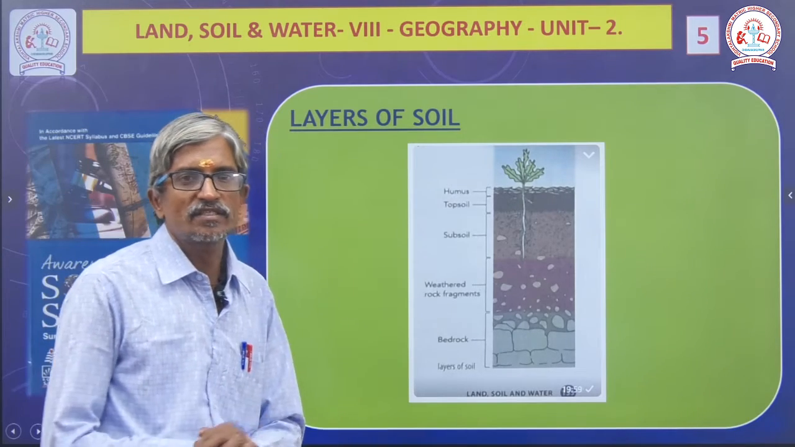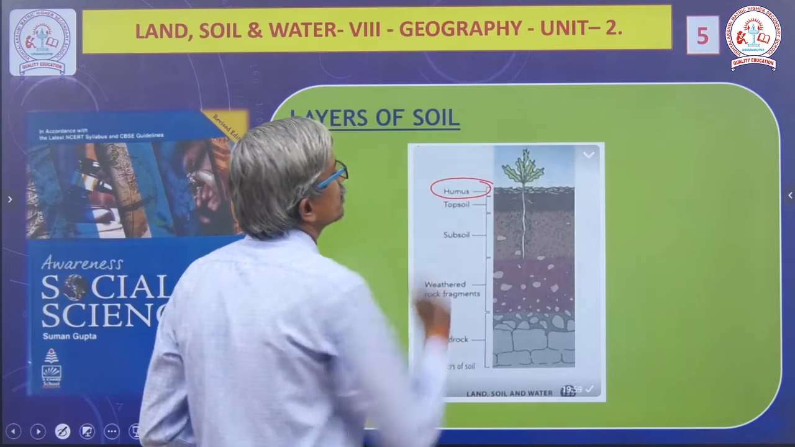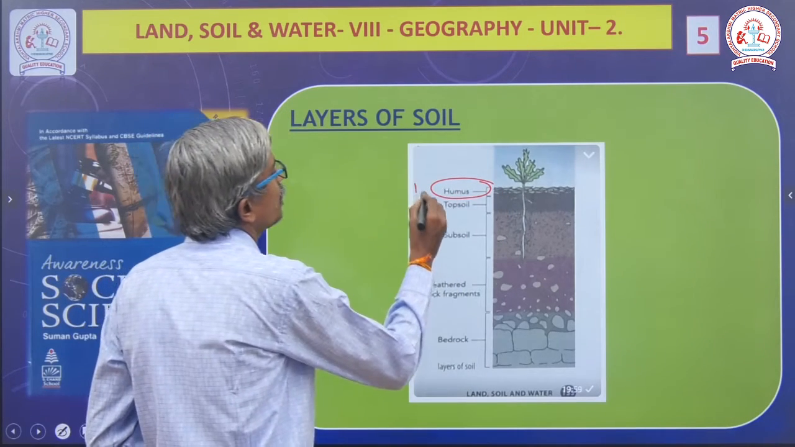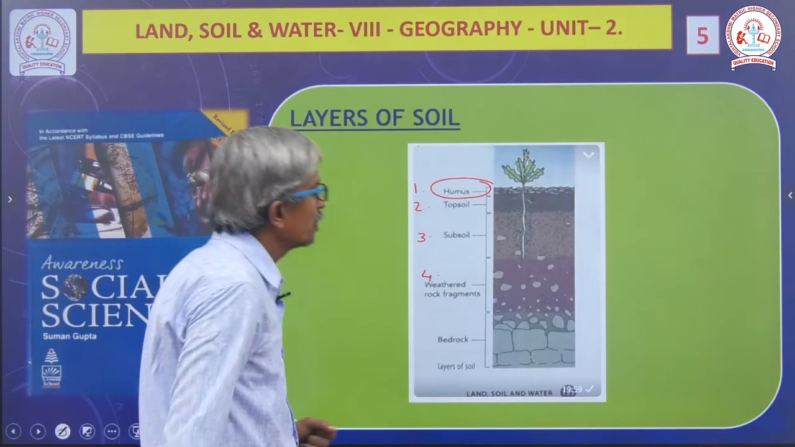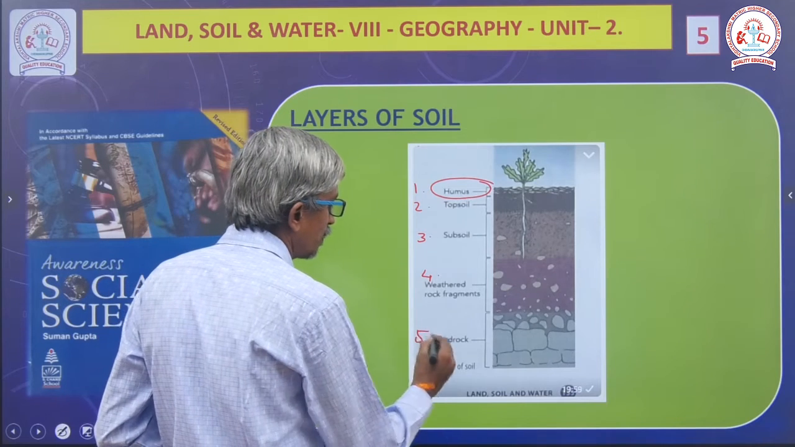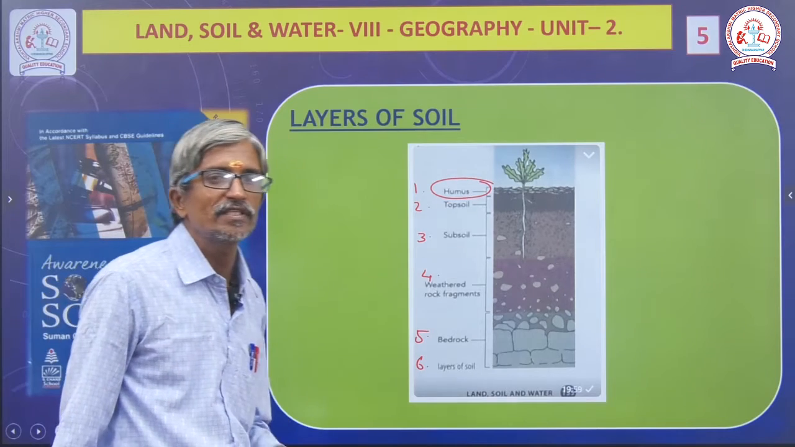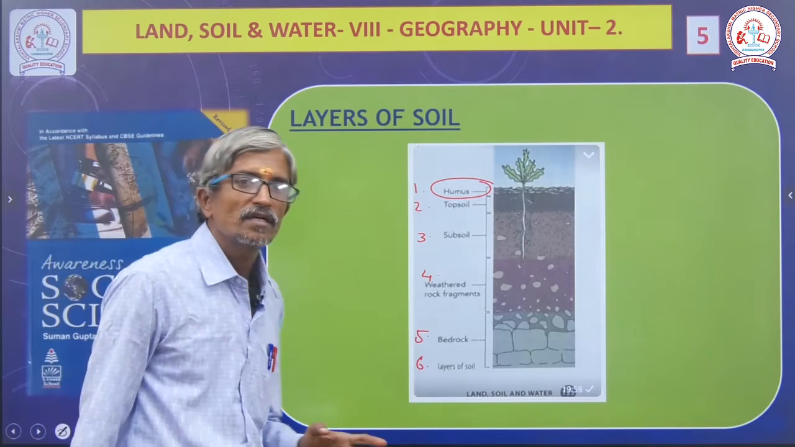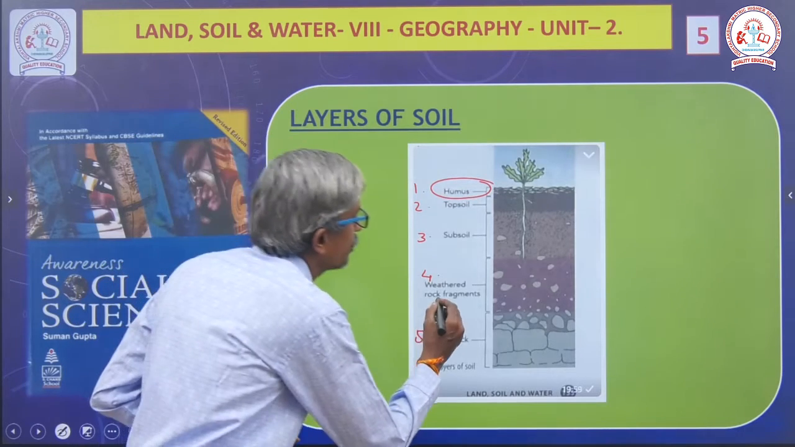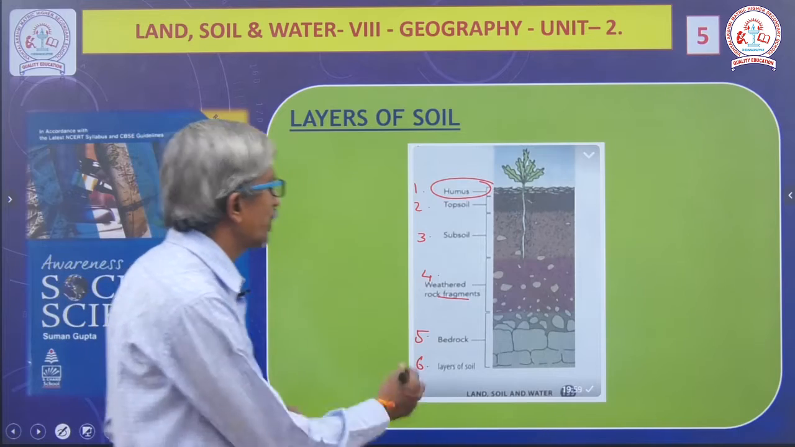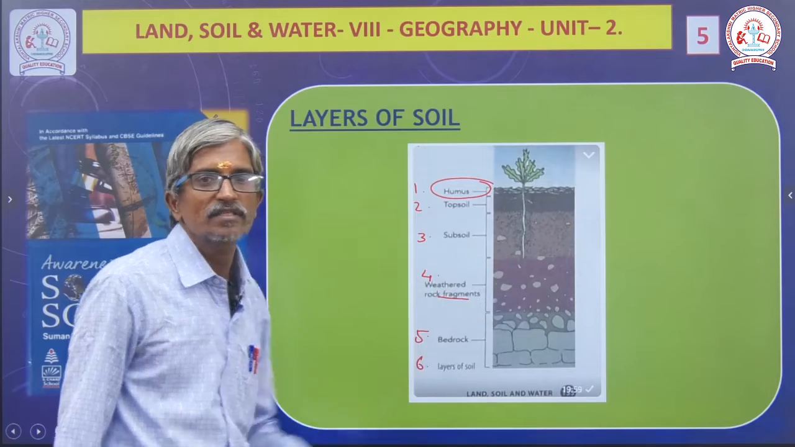Next, this is a structure. It will be very easy for us to understand. The topmost layer consists of humus. Number 1, humus, number 2, topsoil, number 3, subsoil, number 4, weathered rock fragments, number 5, bedrock, and number 6, layers of soil. These are the 6 features we need to understand here. For our easy understanding, I clearly mentioned the picture here.